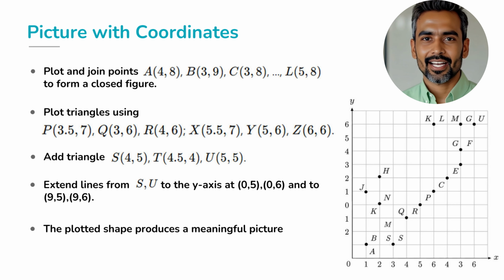Finally, extend lines from S and U to the y-axis at coordinates (0, 5) and (0, 6), and also to the vertical line x equals 9 at points (9, 5) and (9, 6). When you finish, surprise! You've drawn a meaningful picture out of just coordinates. That's the charm of coordinate geometry. Numbers on paper can come alive as figures.